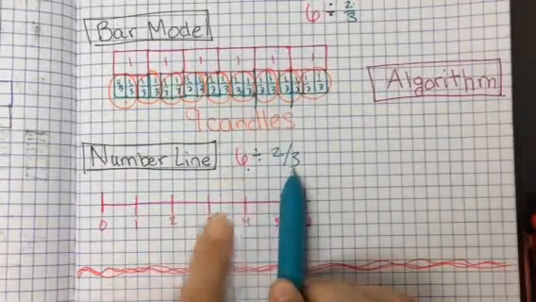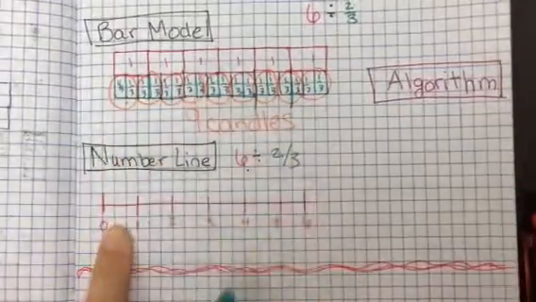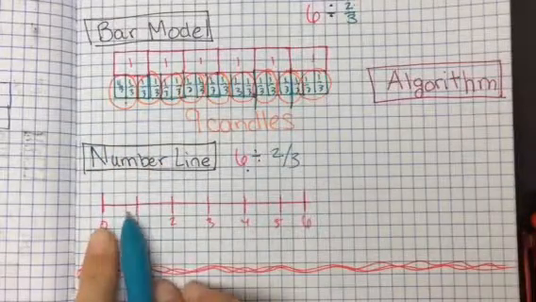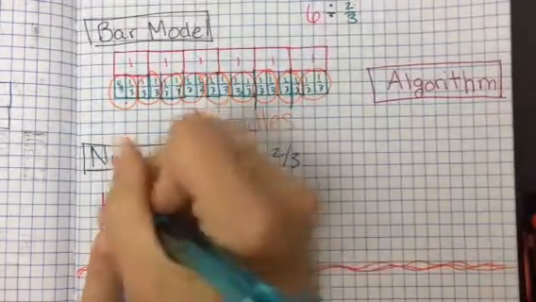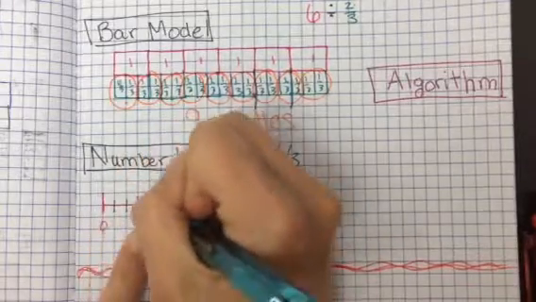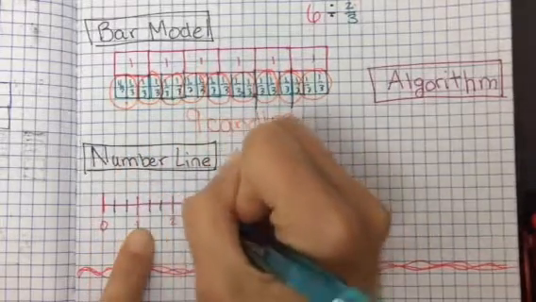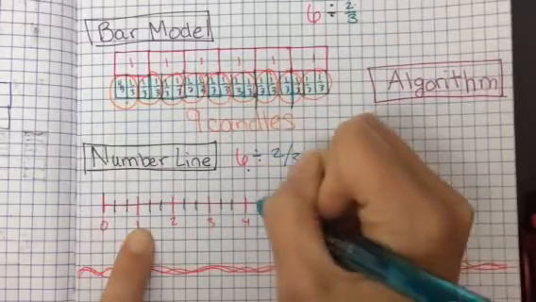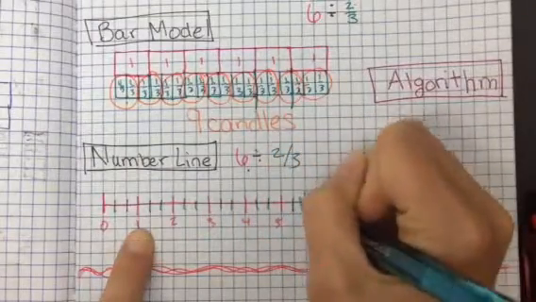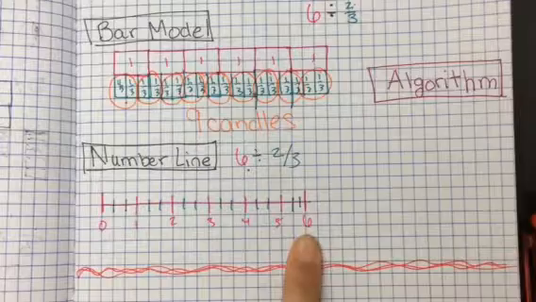Now that I have that broken up into my 6, which is this number right here, I'm going to split it into 2/3. So that means that I need to draw 2 lines in between here, and then my 3rd line would be right here. So 1, 2, 3, and so on, and then 3 right here.